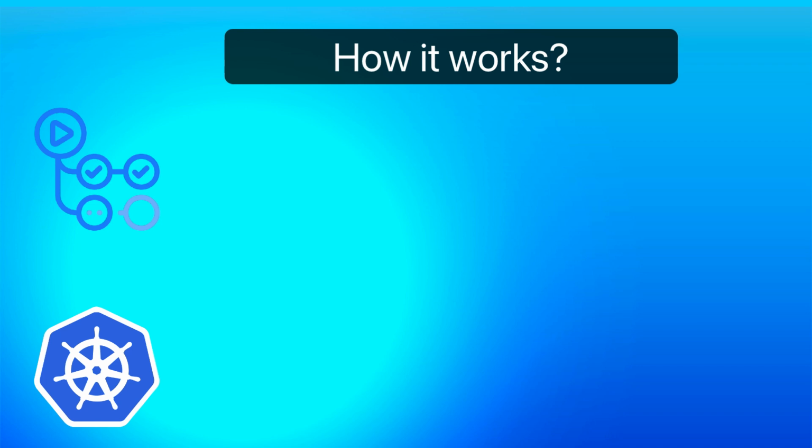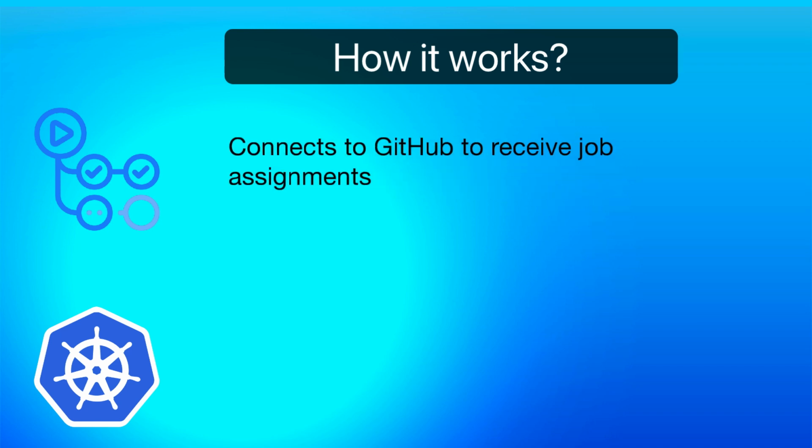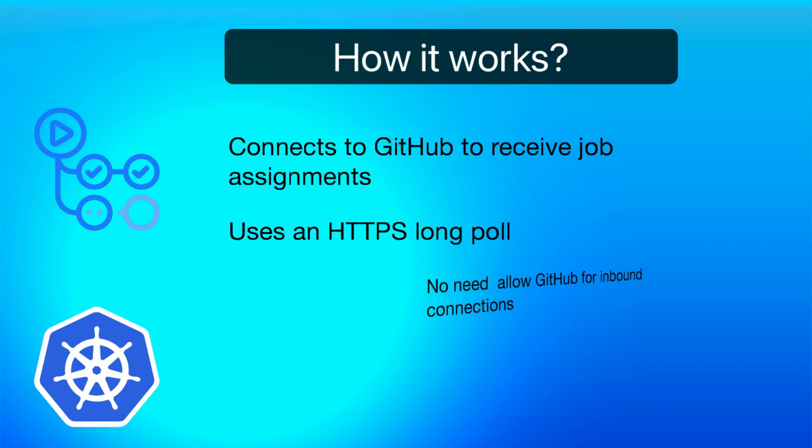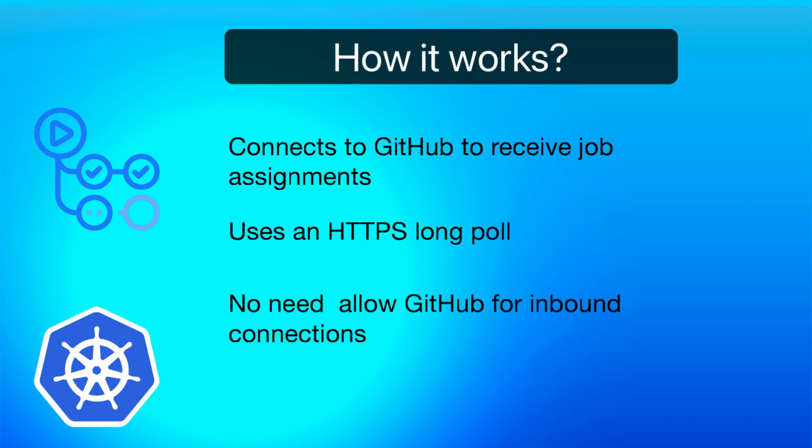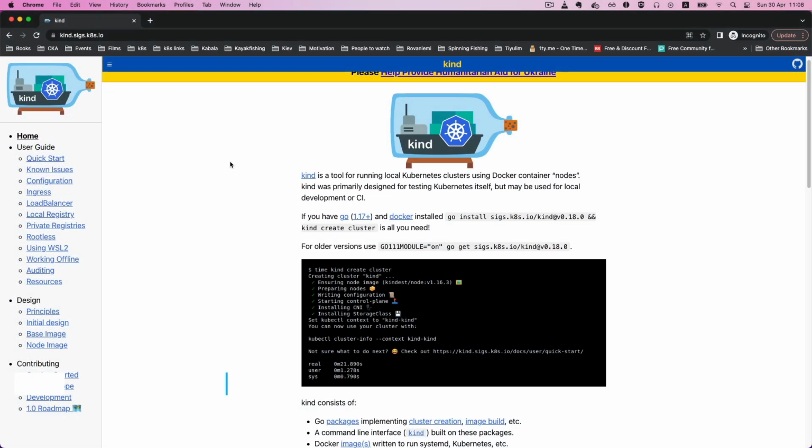The self-hosted runner connects to GitHub to receive job assignments and to download new versions of the runner application. The self-hosted runner uses an HTTPS long poll that opens a connection to GitHub for 50 seconds, and if no response is received, it times out and creates a new long poll. Since the self-hosted runner opens a connection to GitHub, you don't need to allow GitHub to make inbound connections to your self-hosted runner. Okay, let's do it.